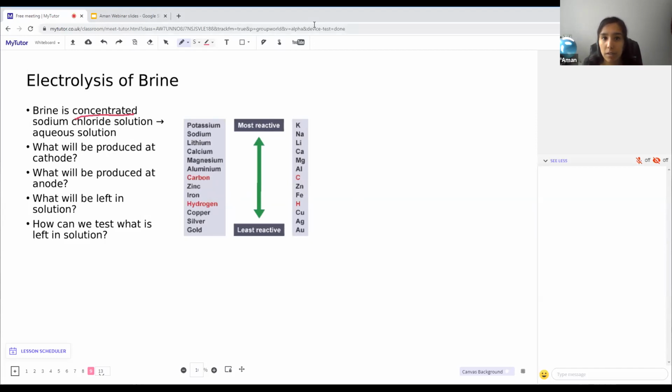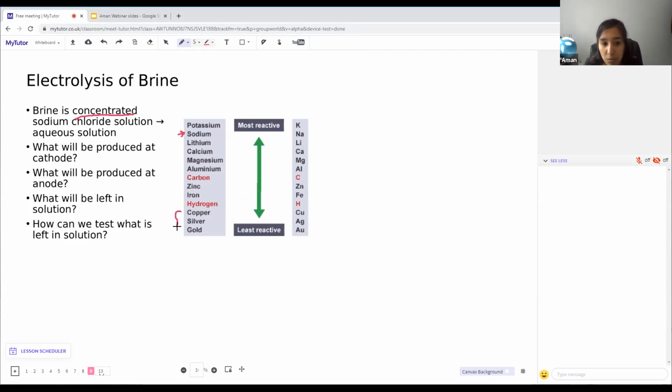Any ideas? So remember, there are two things that could be produced, either hydrogen or sodium. So we use the reactivity series. Brine is made up of sodium chloride, NaCl. It's just sodium chloride dissolved in water. Good, hydrogen will be produced. And the reason hydrogen is produced is because sodium is more reactive than hydrogen. And remember, the rule is that if something is more reactive than hydrogen, hydrogen will be produced.